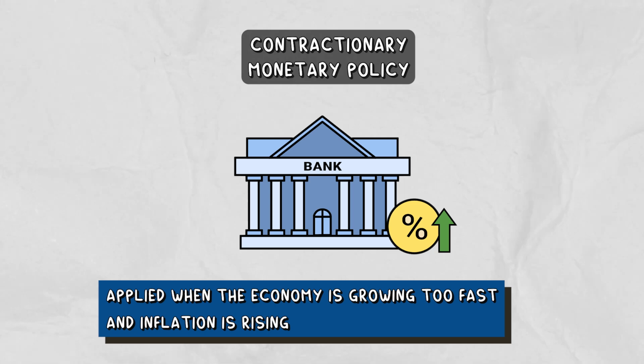On the other hand, contractionary monetary policy is applied when the economy is growing too fast and inflation is rising. The central bank may increase interest rates, raise reserve requirements, or sell bonds in the open market. The goal is to reduce the money supply, increase borrowing costs, and curb consumption and investment, thereby controlling inflation.